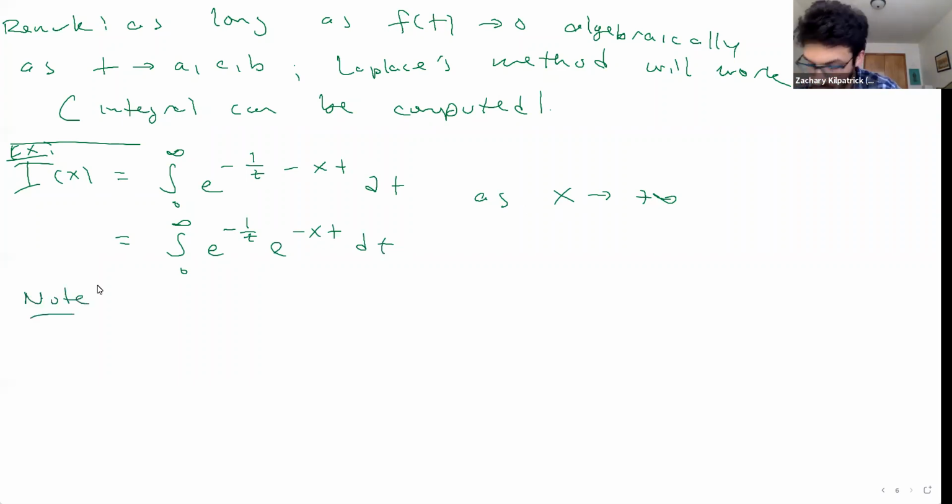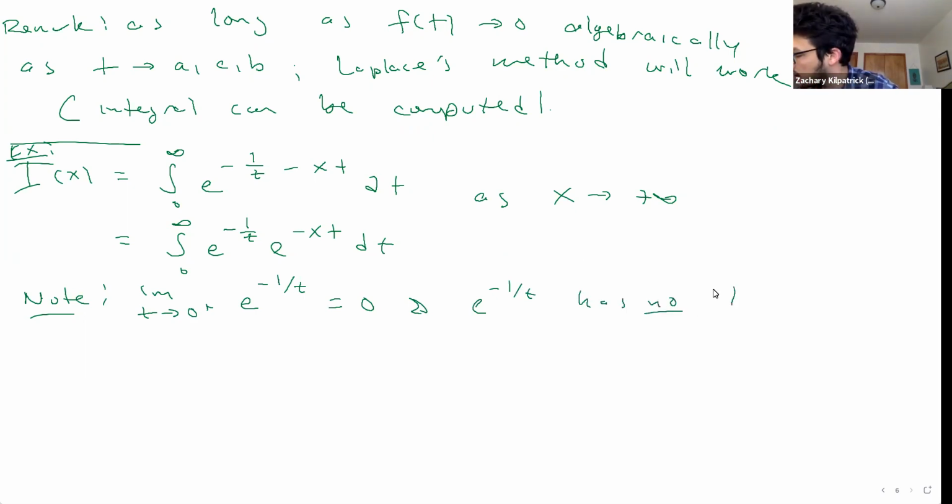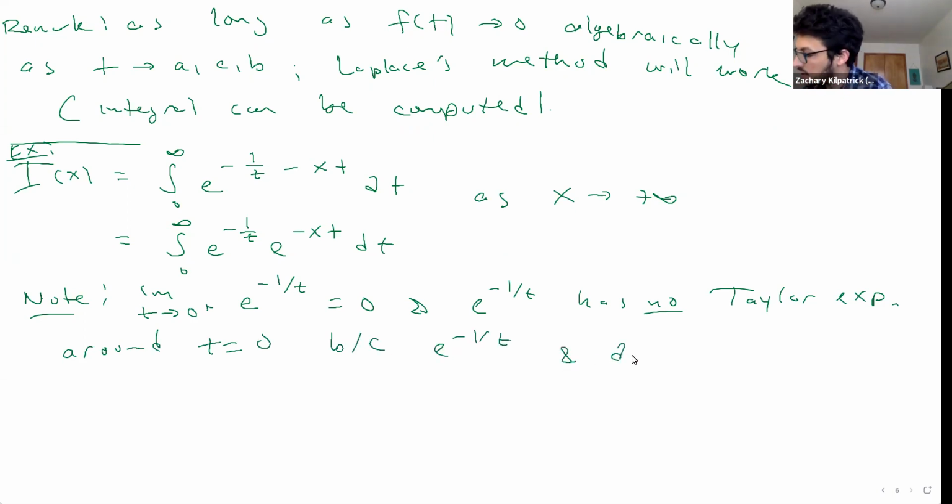Now note, there's an issue here, which is that in the limit as t goes to 0 from above, e to the minus 1 over t equals 0, and e to the minus 1 over t has no Taylor expansion around t equals 0, right? Because e to the minus 1 over t and its derivatives all are going to go to 0 exponentially fast. Now, how do we deal with this integral in this case? Because this would be our f, but it's going to 0, and I can't really properly expand around it.